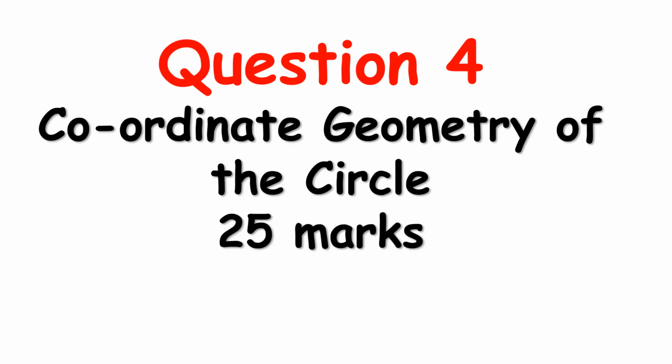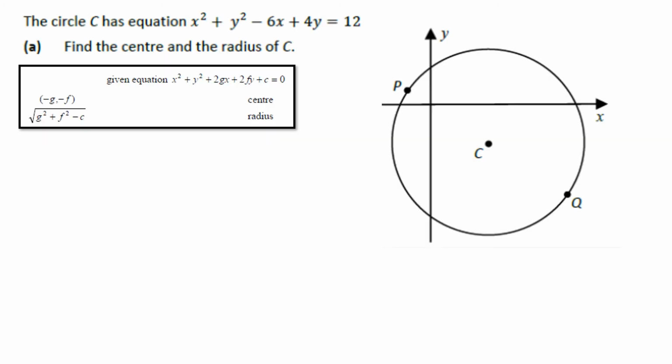Question 4 is a coordinate geometry of the circle question, and it's worth 25 marks. The circle C has equation x squared plus y squared minus cx plus 4y equals 12. Find the centre and the radius of C. Now in this question here, the only issue is that it also talks about the centre point as being C, which can get a little bit confusing, and the fact that C is the constant in our equation as well. So just to be aware of that, but it shouldn't affect us too badly.